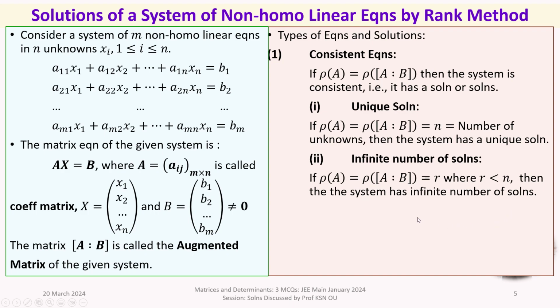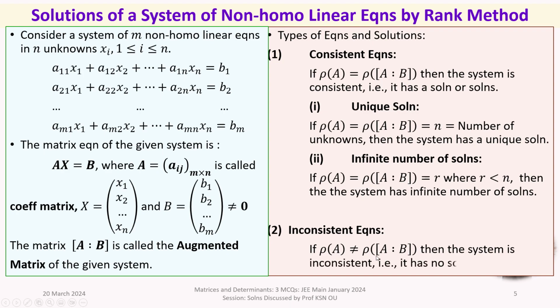So what is the case left? When rank of A not equal to rank of AB, then what happens? Then it is inconsistent. So inconsistent system: if rank of the coefficient matrix not equal to the rank of the augmented matrix, then the system is inconsistent. That means to say it has no solution.